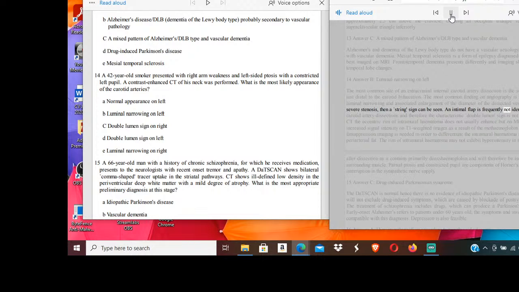An intimal flap is frequently not identified in internal carotid artery dissections, and therefore the characteristic double lumen sign is not usually seen. On CT, the eccentric rim of intramural hematoma does not usually enhance, but on MRI it can display increased signal intensity on T1 weighted images as a result of the methemoglobin content, although fat suppression imaging is needed in order to differentiate the intramural hematoma from surrounding periarterial fat. The rim of intramural hematoma may not exhibit hyperintensity in the first few days after dissection, as it contains primarily deoxyhemoglobin and will therefore be isointense with the surrounding muscle. Partial ptosis and constricted pupil are components of Horner's syndrome due to interruption in the sympathetic nerve supply.